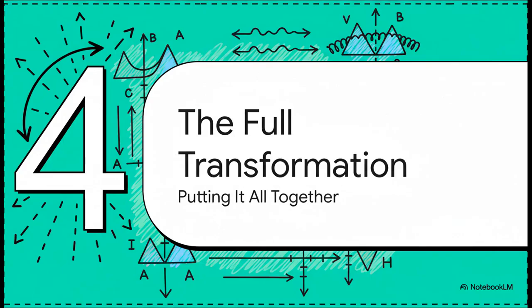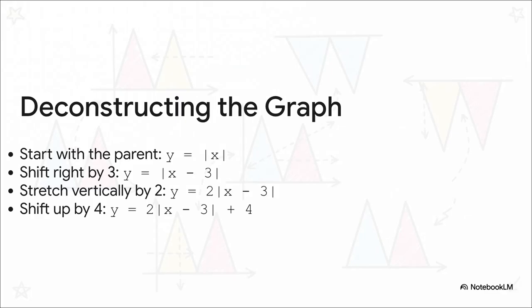Okay, this is it, the moment we've been building towards. We've learned all the individual moves, the slide left and right, the slide up and down, and the stretch. Now we're going to combine all of them to break down one complete transformed function. So here's our target function, y equals 2|x − 3| + 4. And here's the exact order we're going to build it in. We always start with our parent function, y equals the absolute value of x, and then we just apply these transformations one at a time. Let's watch it happen on the graph.